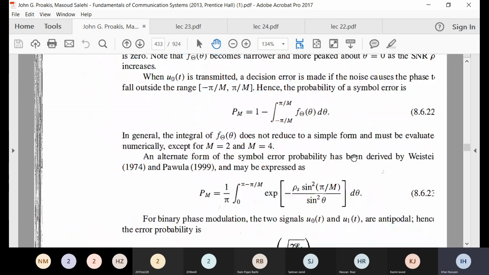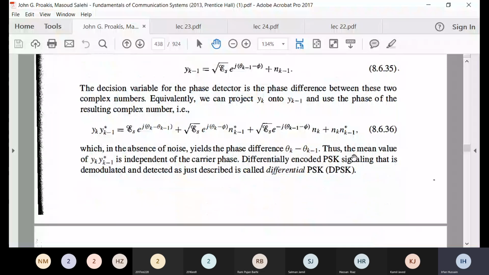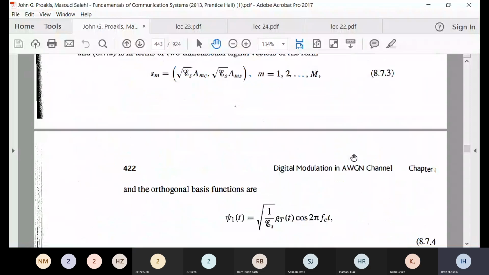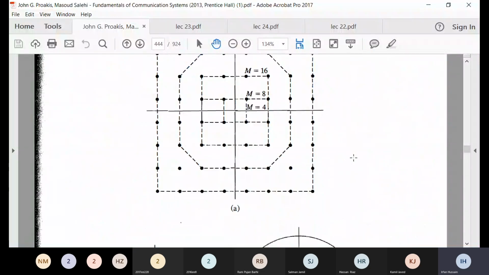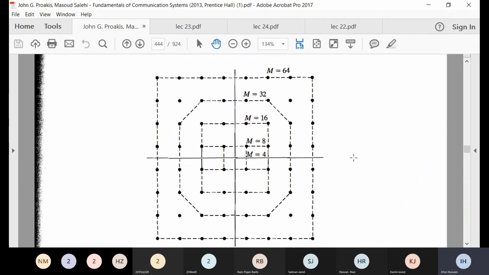Similarly, you can see for QAM, which is nowadays mostly used. Yes, you can see this is your QAM. This is quite complex, but still get an idea. This is M equal to 4. M equal to 8 gives these 8 symbols. For 16, the circle becomes bigger and bigger.